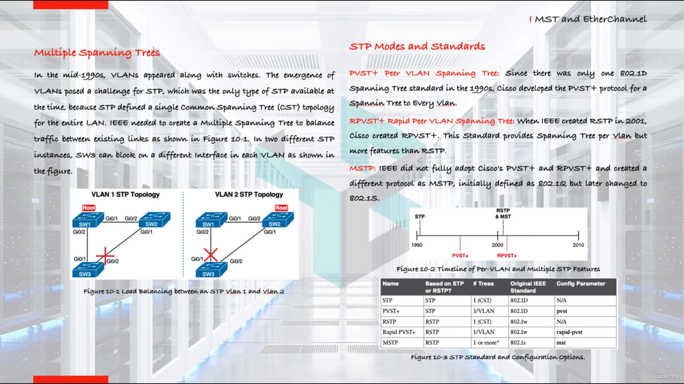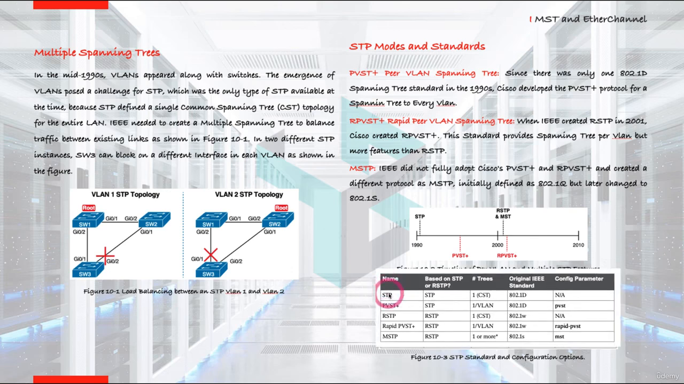Now let's look at the modes and standards of spanning tree. Per VLAN spanning tree is a protocol developed by Cisco to complete the shortcomings of spanning tree. Then, in 2001, when IEEE created RSTP, Cisco created the Rapid PVST Plus standard, which provided more features than RSTP while providing spanning tree per VLAN. Then, since IEEE did not fully adopt the PVST Plus and Rapid PVST Plus developed by Cisco, it created a different protocol as MSTP, which it initially identified as 802.1q, but later changed the code of this protocol to 802.1s.